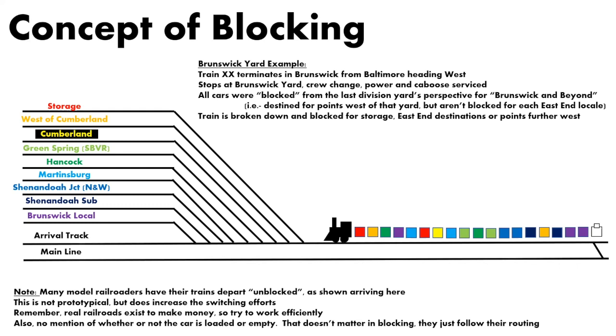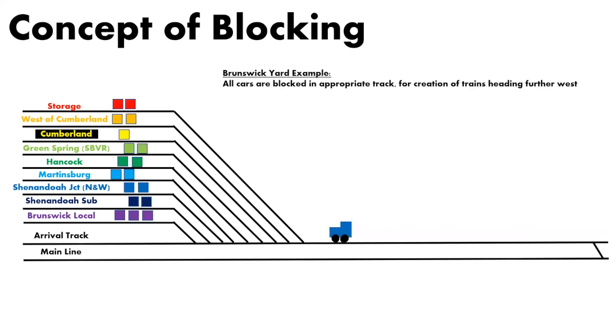Also note, before I go to the next slide, that there's no depiction here as to whether or not a car is empty or loaded. It doesn't matter at this point. These are just cars that are being routed over the road. So the little yard engine comes out and shuffles all the cars into each appropriate track. So that's what I'm depicting here. The 2 cars that are in storage have been put up there, the 2 for West Cumberland, the 1 for Cumberland, they've all been put in their appropriate track.